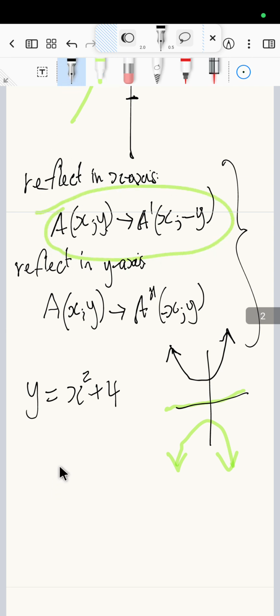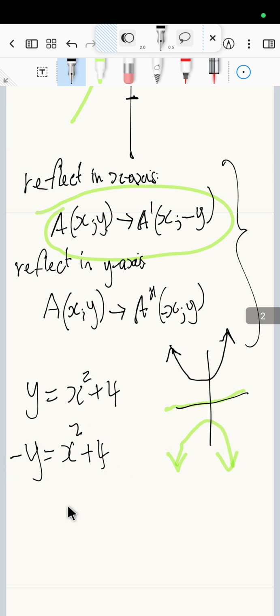So here we have an equation y equals x squared plus 4. Great. What happened to y? Y became negative. So I'm going to write this again, but instead of y, I'm going to make y negative. X stays the same, and our constant obviously stays the same. So x stayed the same, y became negative. So this over here is the equation of the green one at the bottom.